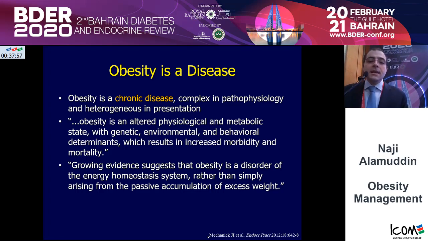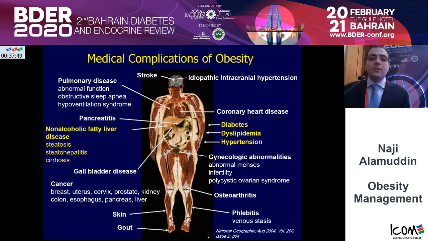There's growing evidence that suggests that obesity is a disorder of the energy homeostasis system rather than simply arising from the passive accumulation of excess weight. As you all know, obesity is associated with many complications, including type 2 diabetes, dyslipidemia, hypertension, non-alcoholic fatty liver disease, just to name a few.